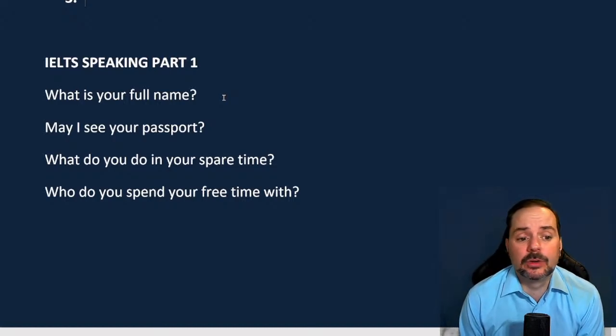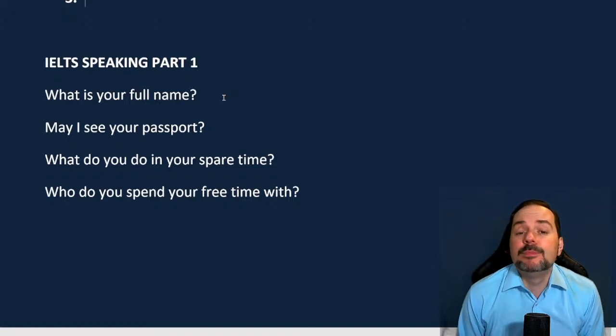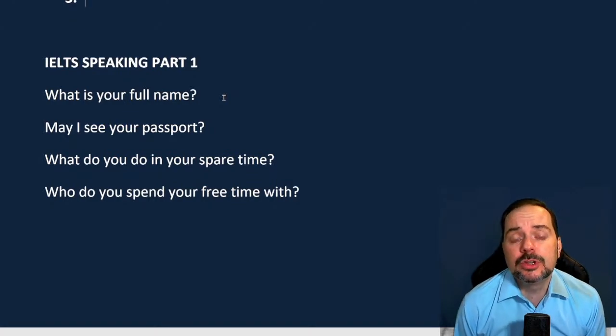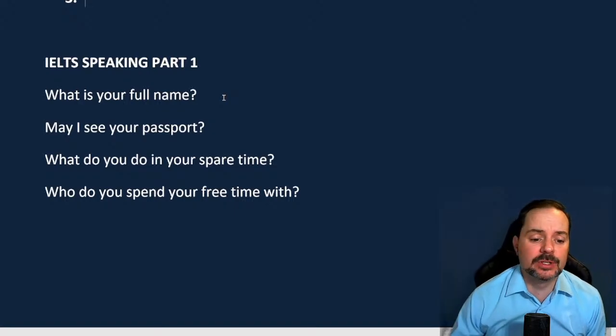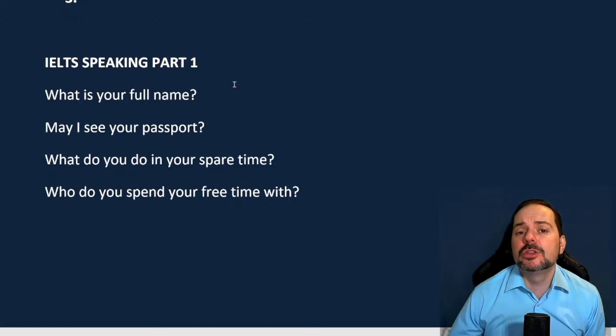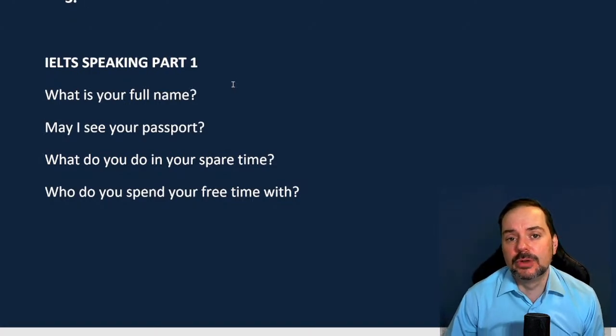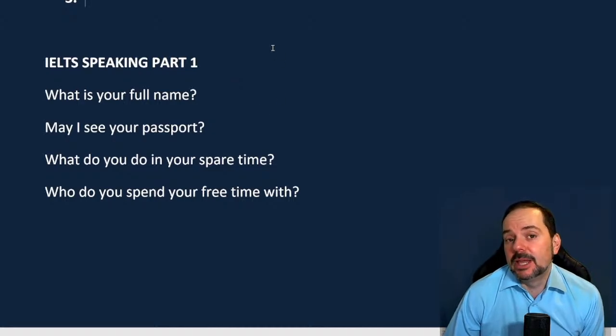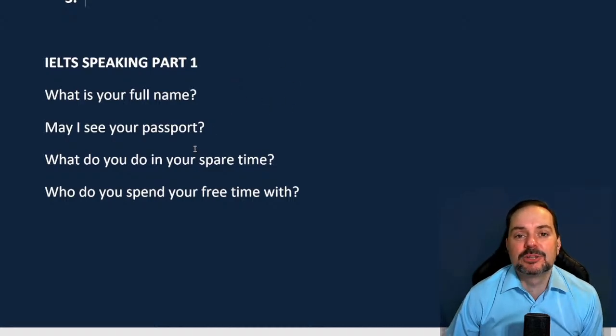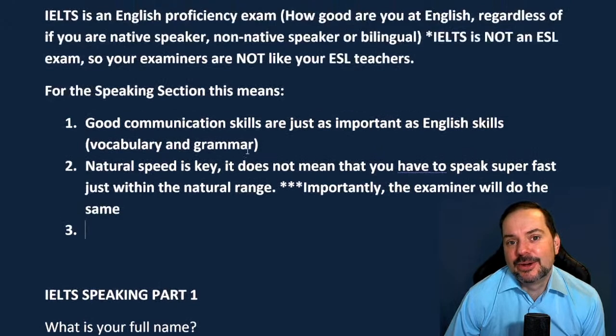So they're going to be, you know, like, what's your full name? May I see your passport? What do you do in your spare time? Why or who do you spend your spare time with or your free time with? So they're going to be very natural with their speed, and you can't ask them to slow down. You can't be like, I'm sorry, could you slow down a bit, please? They'll be like, I'm sorry, no, this is an English proficiency exam.